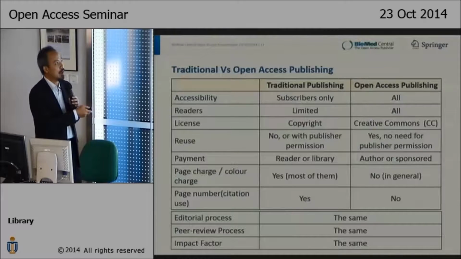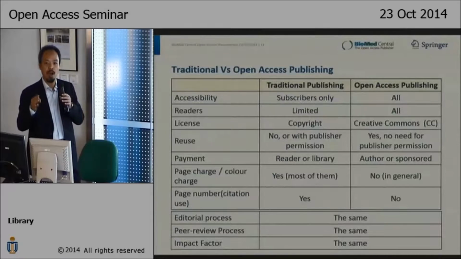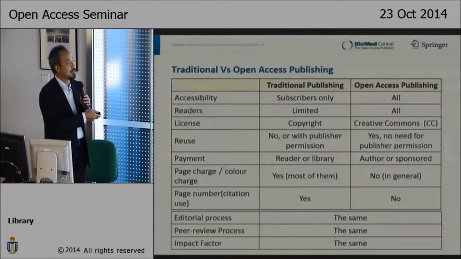And readers, because it's only for subscribers, that means the readership is limited. In open access publishing, it's all. There's no limitation. So that's why if you publish your article in an open access environment, the whole world will be your audience, rather than just a very limited number of research people. And for licensing, we are also using different types of licensing. In the traditional model, we are using copyright. And in open access publishing, we are using the Creative Commons license.